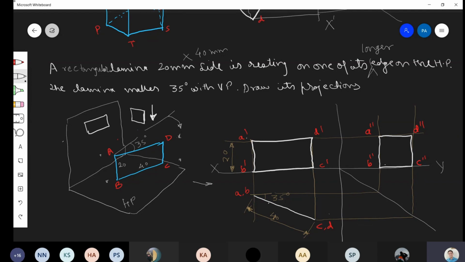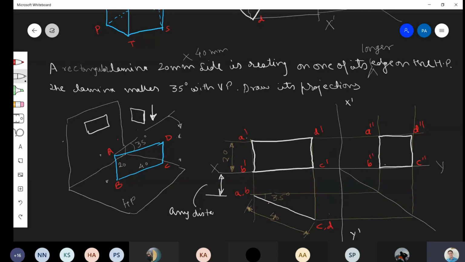Any doubt, students? Sir, in the top view the distance of A and B is not given, right? Yes, in the top view the distance of A and B is not given, so this distance is not given. Good question, very good question, because up till now we used to give this distance. Now this is not given. Nothing is mentioned about this. So what will be this distance? This can be any distance.